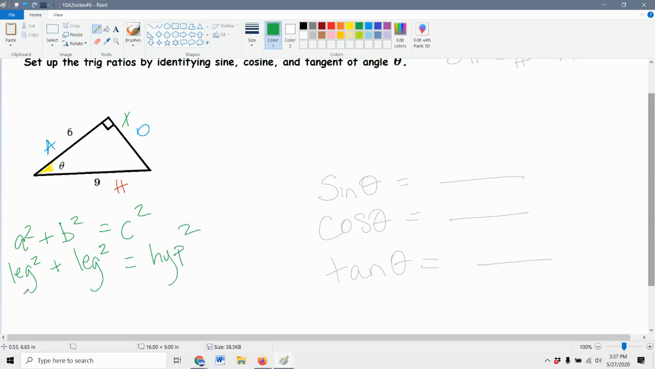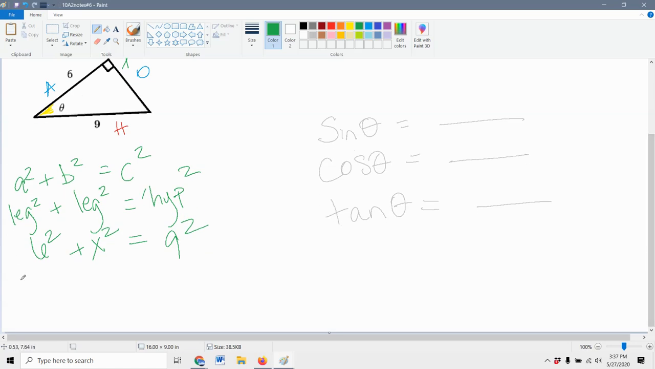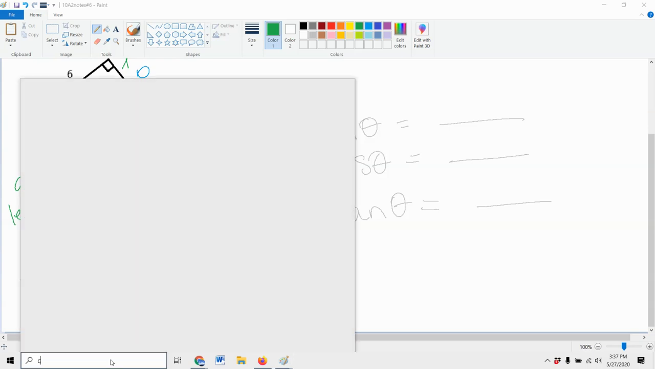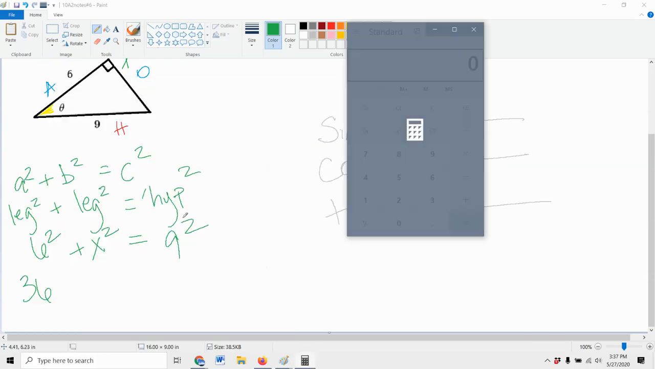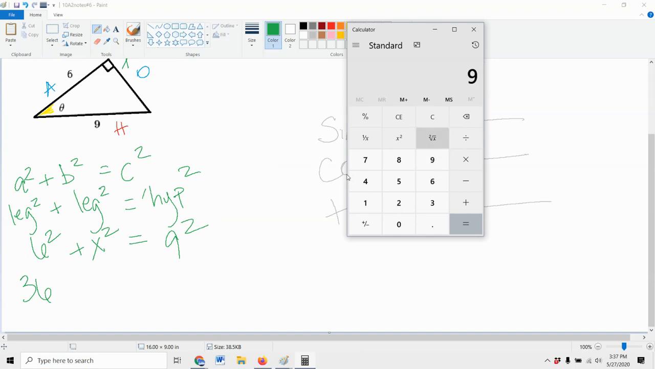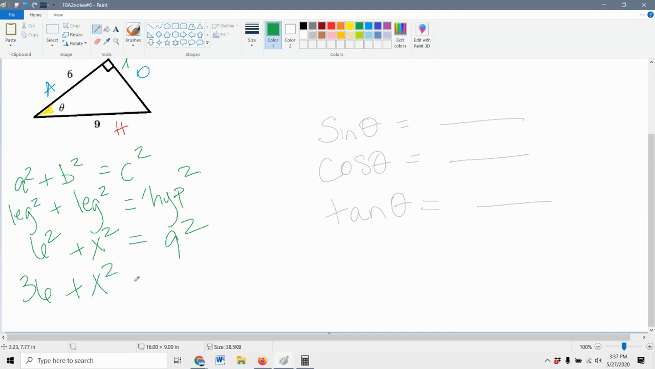So our legs, of course, are those sides that are making up that right angle. Here we have 6 squared plus, where's our other leg? There's that x squared. Those are the legs. The hypotenuse is 9. That's 9 squared. And then to solve this, we'll go ahead and we'll do our 6 times 6. Do it in your calculator. Check yourself. Okay. Our 9 times 9, of course, you can just square it using your little square function, is going to be 81. So we're going to have 36 plus x squared equals 81.